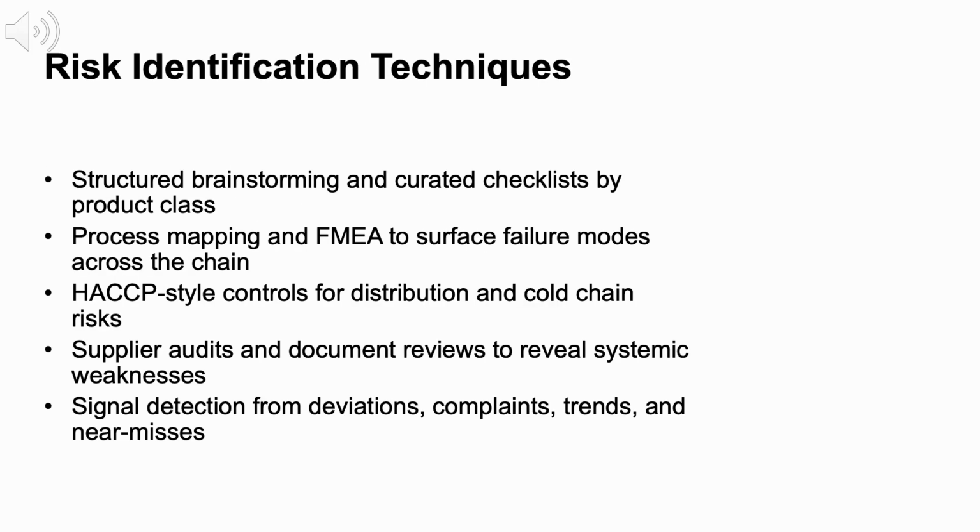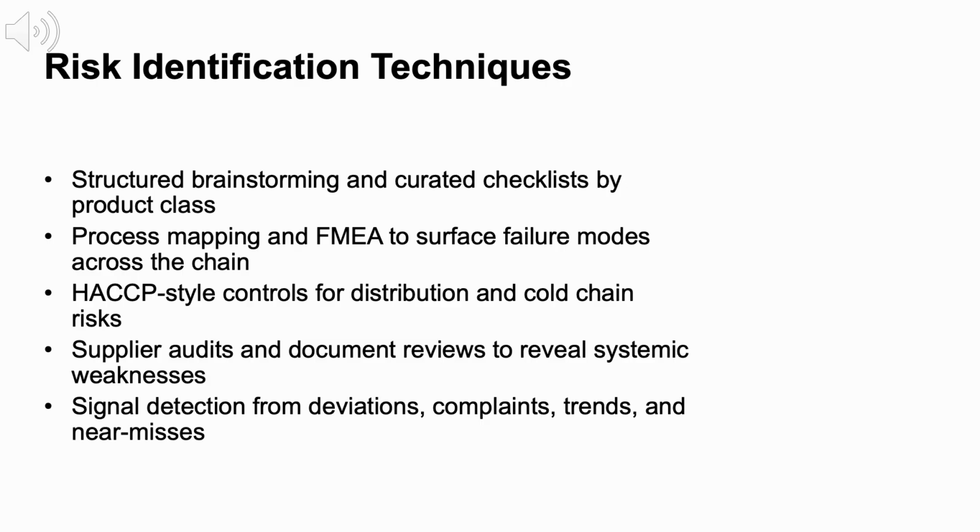Reliable risk management begins with systematic identification. Structured brainstorming sessions can leverage cross-functional expertise to surface plausible hazards, provided they are guided by a facilitator, time-boxed, and supported by curated checklists tailored to the product class and logistics profile. For example, sterile injectables demand attention to aseptic process risks and container closure integrity, while biologics highlight cold chain fragility and sensitivity to vibration and prolonged exposure.